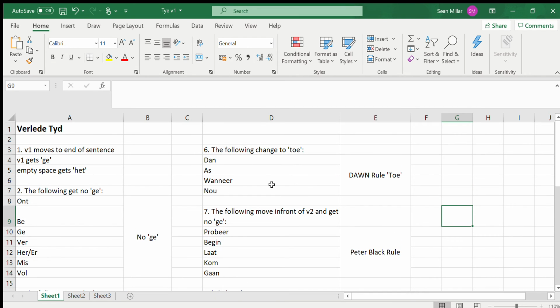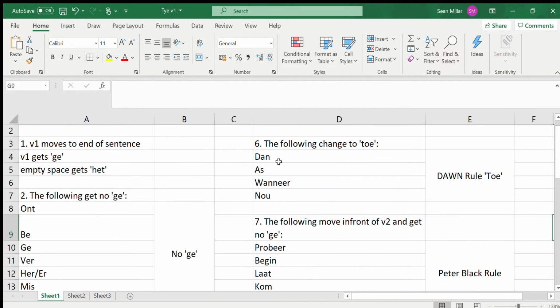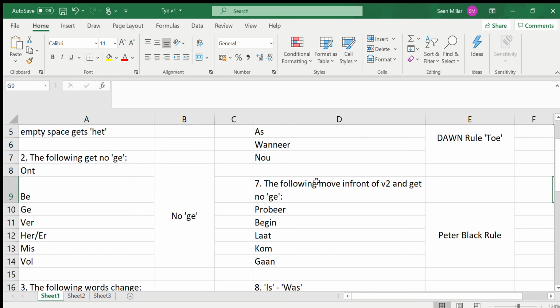Then the next rule is known as the dawn rule. If you have the word dan, as, wanneer, nou in the sentence, change those words to do for Verlede Tyd. Then the following move in front of verb 2 and get a g. So when you're moving these verbs, you put them in front of verb 2, not right at the end of the sentence, in front of verb 2.